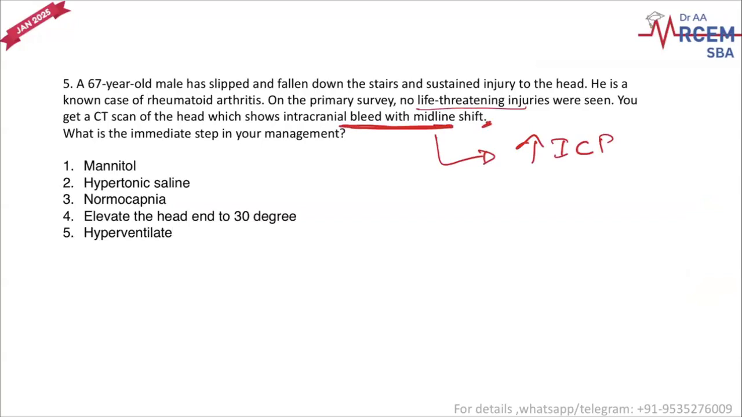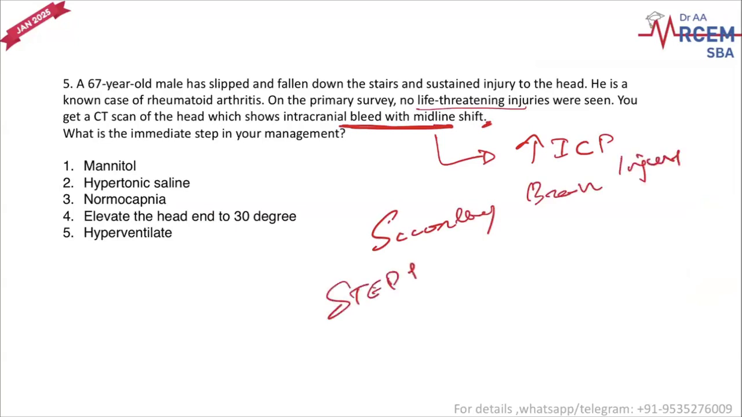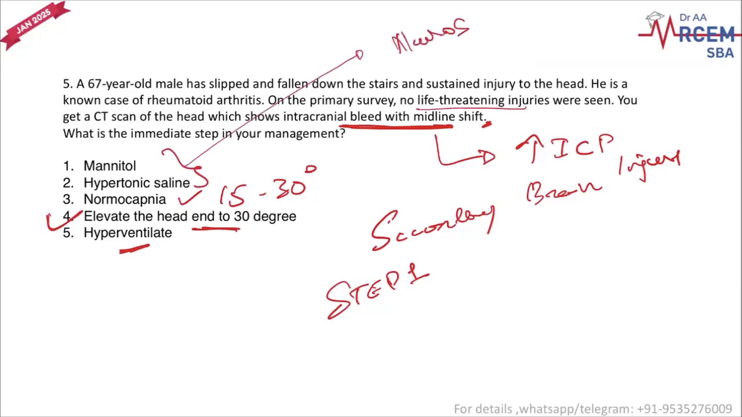What we do in the emergency department is prevent secondary brain injury. The first step to prevent it is head elevation of around 15 to 30 degrees. So this is the recommended one. The rest of the parameters are also recommended. Normocapnia, yes, recommended. Hyperventilation was previously recommended, but nowadays it is not recommended, and it is not the first step. Hypertonic saline or mannitol, you always give with the advice of neurosurgeons. You will not be giving it yourself. The call needs to be taken by neurosurgeons.